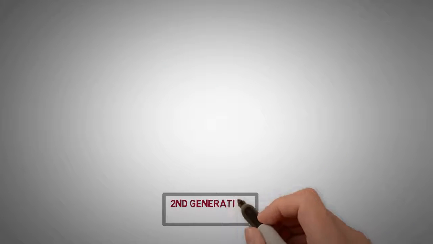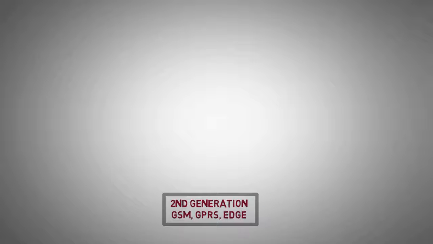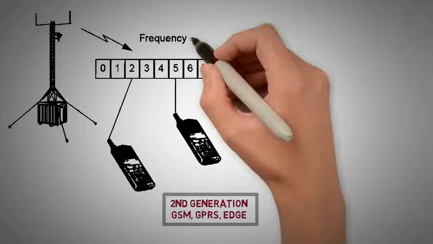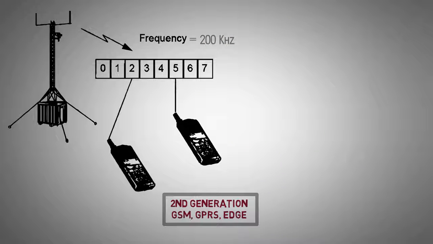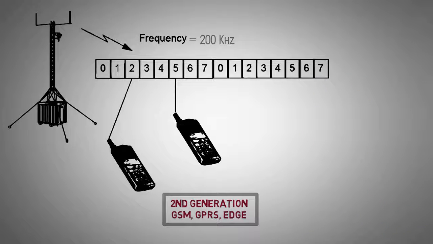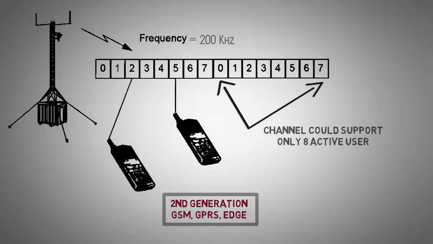This technology was used in the 2G systems like GSM, GPRS and EDGE. Each user was provided one of 8 TDMA slots and a bandwidth of 200 kHz. Dynamic resource allocation meant more users could be supported, but each channel could support only 8 active users at a time.